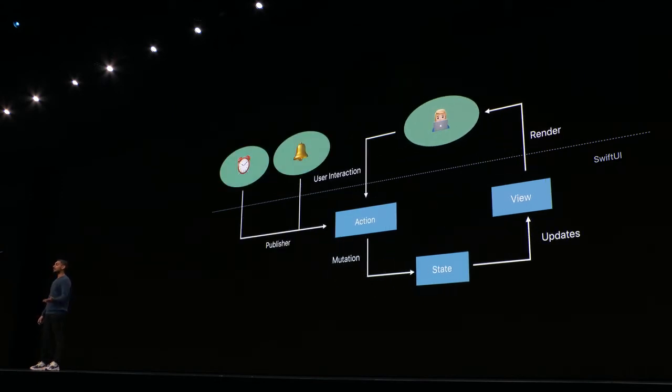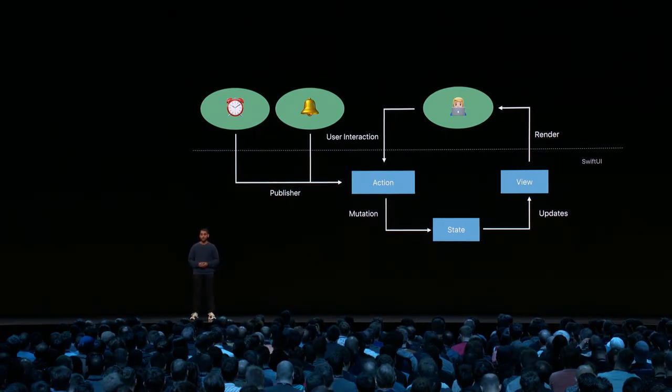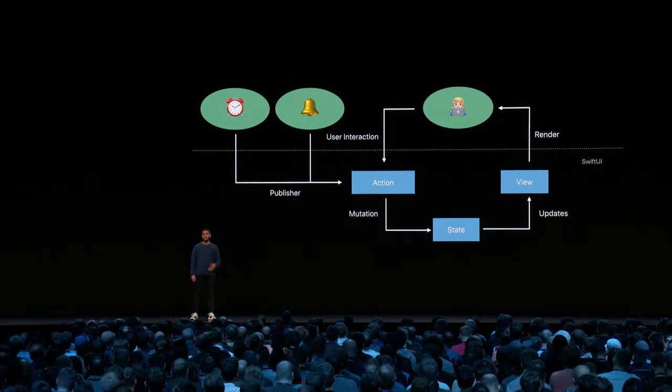So when a timer fires or a notification is received, the process looks pretty much the same. We create an action, perform a mutation on some state, we get a new copy of the view, and that's re-rendered to the user. And in SwiftUI, we have a single abstraction for representing these external events, and it's called a publisher.